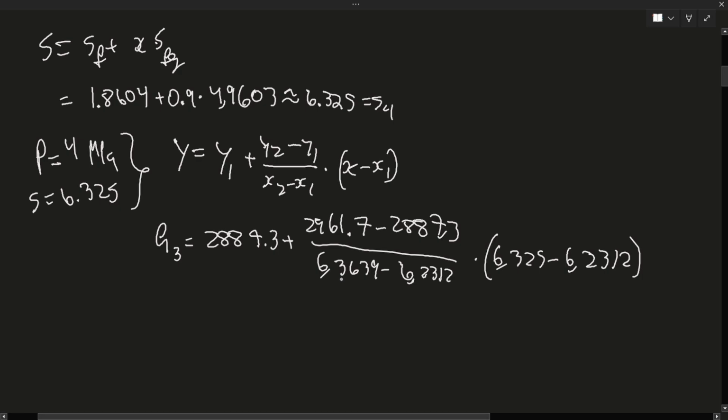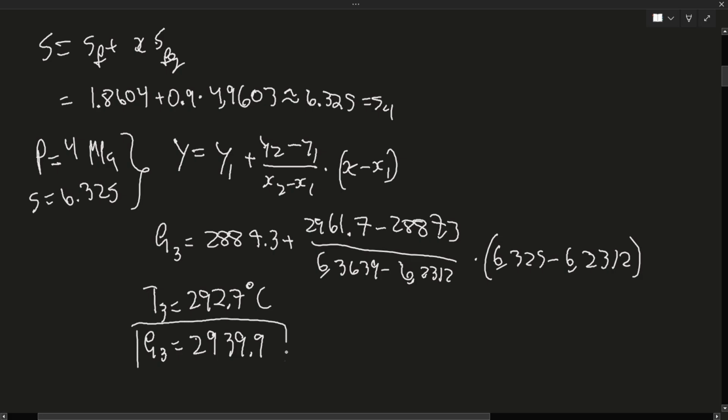Keep in mind that for over here, I wrote X's, but basically you're using your S as a reference point to interpolate. That way you can find both T3 and H3. H3, I wrote it out over here, but it's the exact same thing. You just have to interpolate. Once you evaluate those, you're going to get a value of H3 equals 2939.9 and T3 of about 292.7 degrees Celsius.